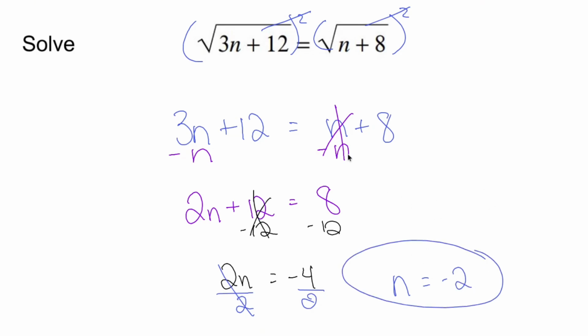Now, it may not be the worst idea to go up here and check your work by plugging it in. 3 times negative 2 is negative 6. Negative 6 plus 12 would give me 6, square root of 6. That's going to equal the square root of negative 2 plus 8, which is 6. They do match up. You did it right. All is well. So the answer is n equals negative 2.